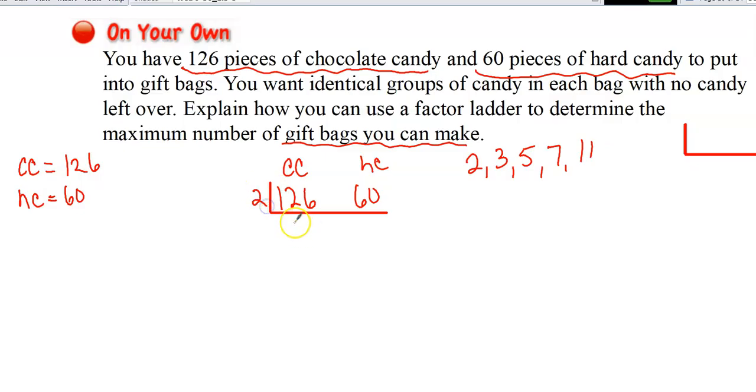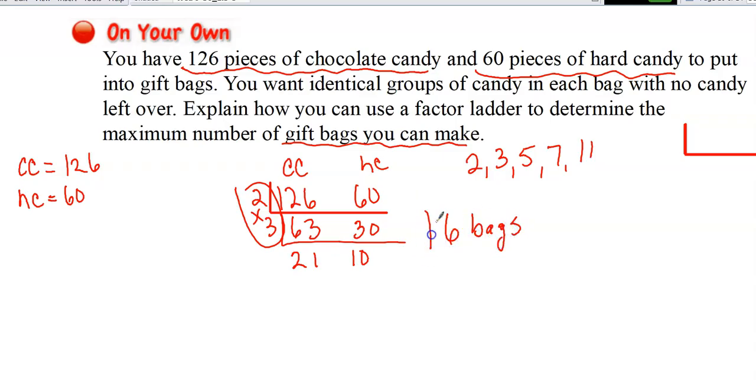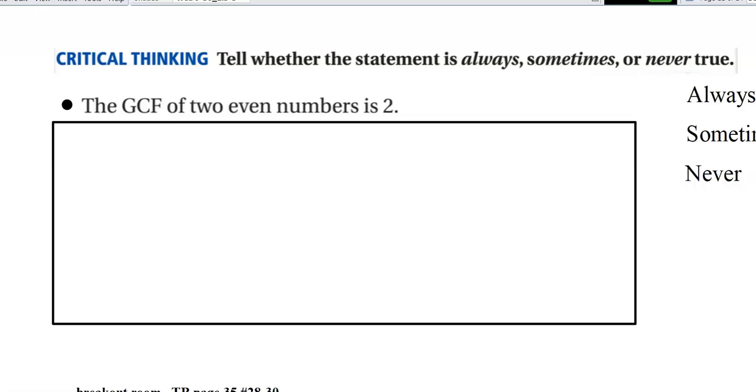Here I go. 126 and 60 divided by 2 gives 63 and 30, divided by 3, 21 and 10. No longer divisible. Greatest common factor is 6. So it's 6 bags. Okay, I hope that was pretty easy for you.